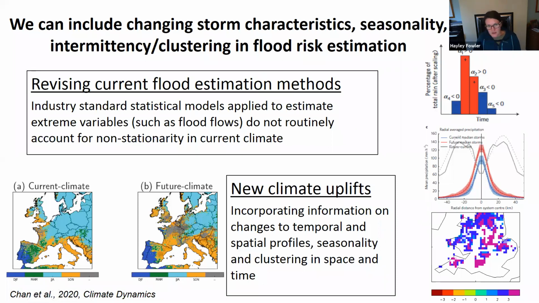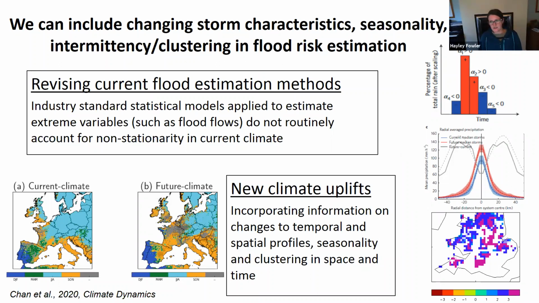The other thing we need to do is seriously think about revising the current flood estimation methods that we use in the UK and elsewhere. At the moment, we use industry standard statistical models to estimate extreme variables, but we don't routinely account for non-stationarity in the current climate. And we really need to be doing this to make decent estimates of how that hazard and risk will change in the future.